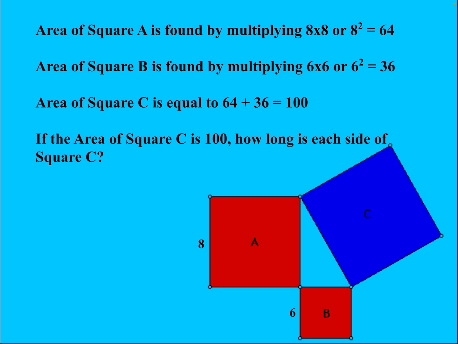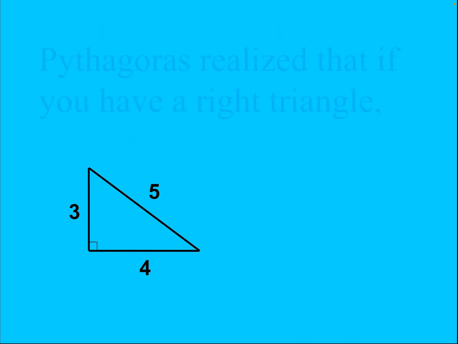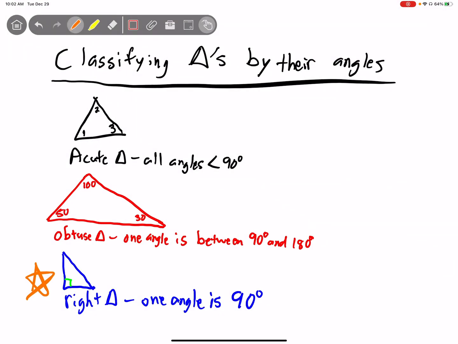But how long is each side of square C? What do we need to do to figure that out? Well, if you know that it's length times width, and you know the length and the width are the same thing, meaning you have to multiply them together, then guess what happens? Let's do this.